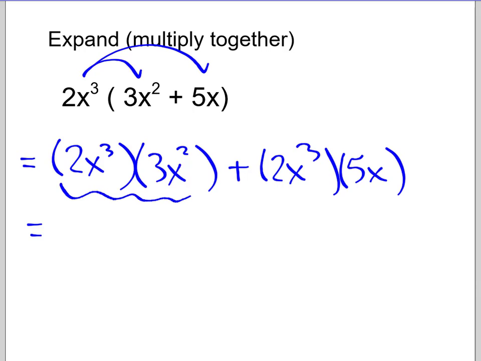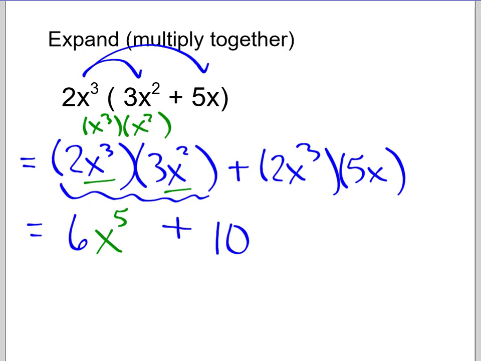So within here, I have a 2 times a 3, which is a 6. And now I have an x cubed times an x squared. Okay, so if we go back to our exponent rules, you have multiplications of powers, so you have to add the exponents. X to the 5th. Okay, next one. I have 2 times 5, so there's 10. And again, I have an x cubed, and if you need to, put the little placeholder of a 1 on there. Multiplication of powers, this becomes x to the 4th.